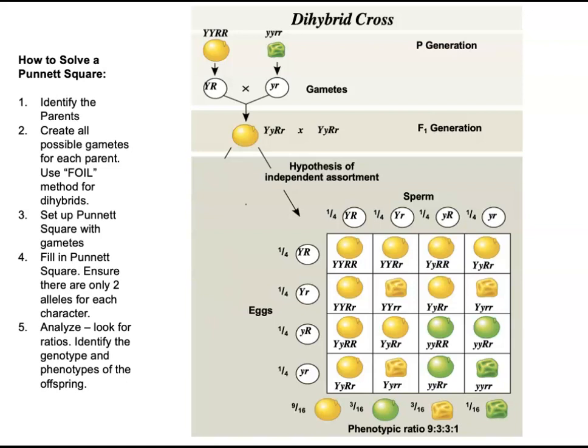A quick word on this: always write the capital dominant allele before any lowercase recessives. Also, always keep the order of the letters the same. In this case, Y and then R. And of course, keep the alleles for the same traits together. You wouldn't write this as big Y, big R, big Y, big R.